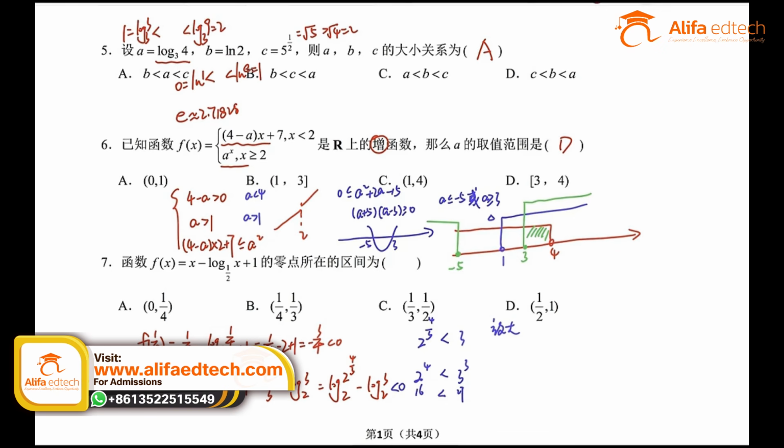So this means next we'll solve for 1/2. So at this point, f of 1/2 is exactly 1/2 minus the logarithm of 1/2 with a base of 1/2 plus 1. The logarithm of 1/2 with a base of 1/2 is 1, so we have minus 1 plus 1, which cancels out. It's exactly 1/2, which is greater than 0. So this means the function value at 1/3 is less than 0, and the function value at 1/2 is greater than 0. Therefore, the interval must be between 1/3 and 1/2. And so we choose option C.